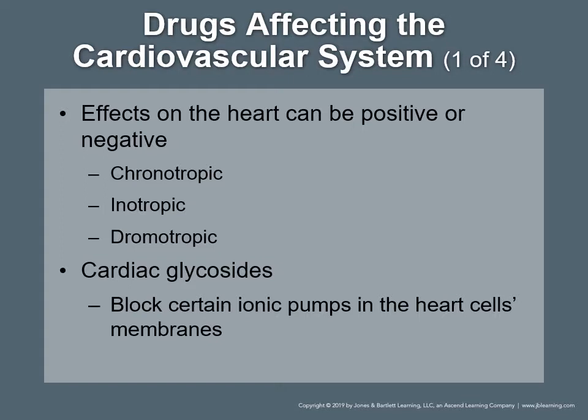Drugs affecting the cardiovascular system. The walls of the heart are composed of many interconnected cells specialized to serve particular functions. Medications targeting the cardiovascular system are classified according to their effects on specialized cells. Effects on the heart are categorized as follows: chronotropic, which affects the heart rate; inotropic, which changes the force of contraction; and dromotropic, which affects the velocity of the conduction of electricity through the heart. All three effects can be positive or negative.